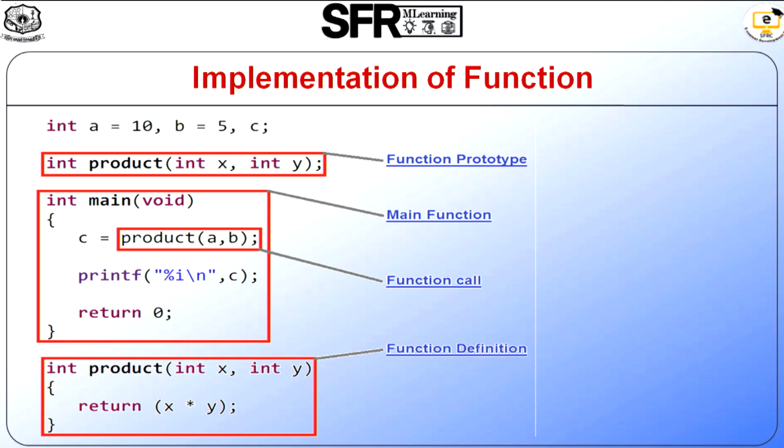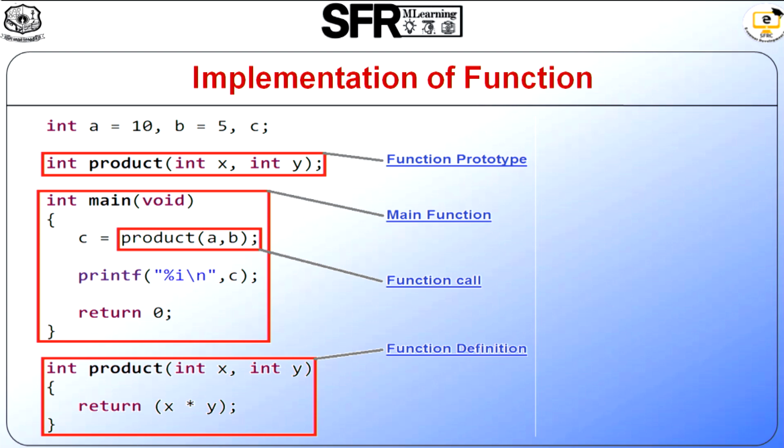Implementation of functions. In this program we calculate the product of 2 numbers. First, we declare the function using the function syntax. Product is the function name. It takes 2 arguments. These arguments are known as formal parameters. It returns an integer value.